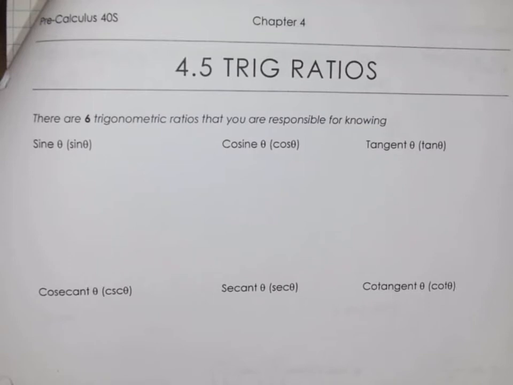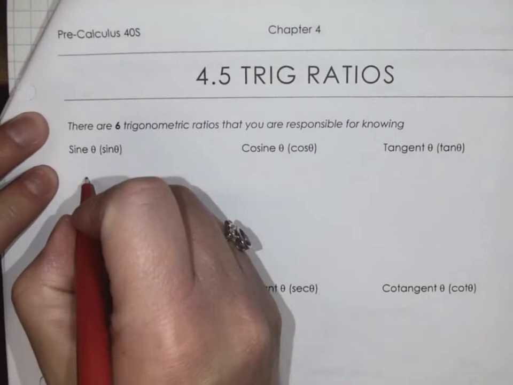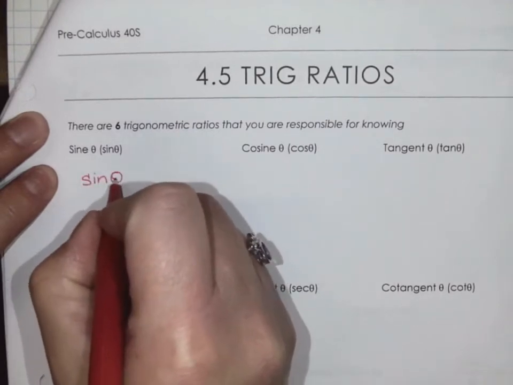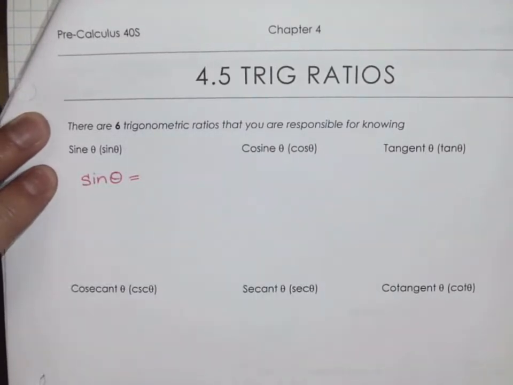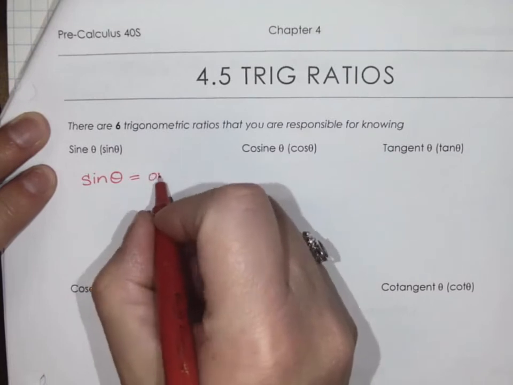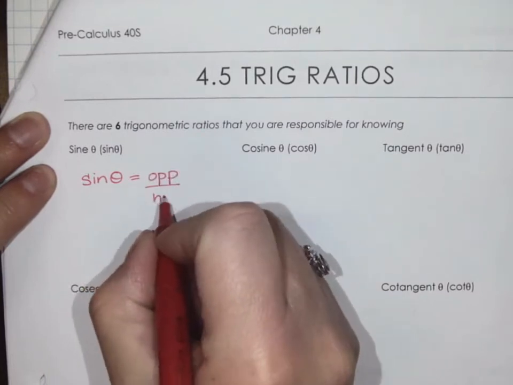Chapter 6, trigonometric ratios. We've expanded, so all of your life you thought there was only 3. Well, there's actually 6. Okay, give me the ratio for sine. Opposite over hypotenuse. You guys are brilliant.